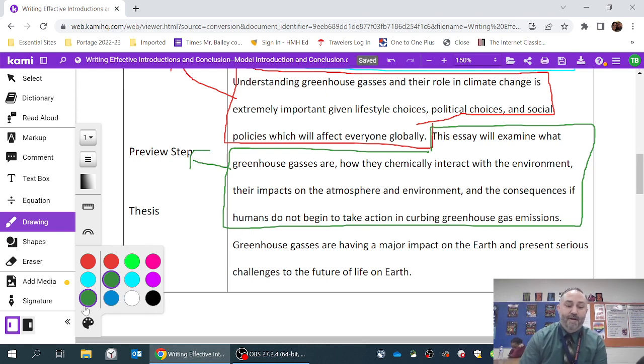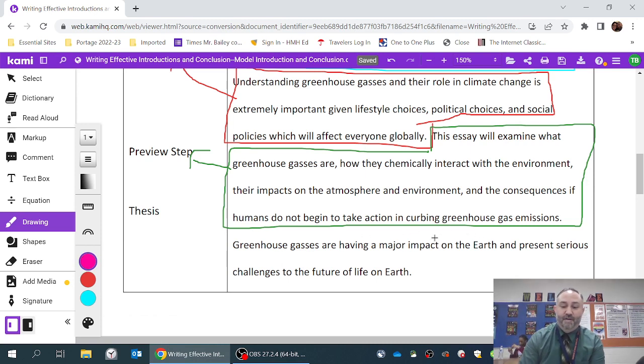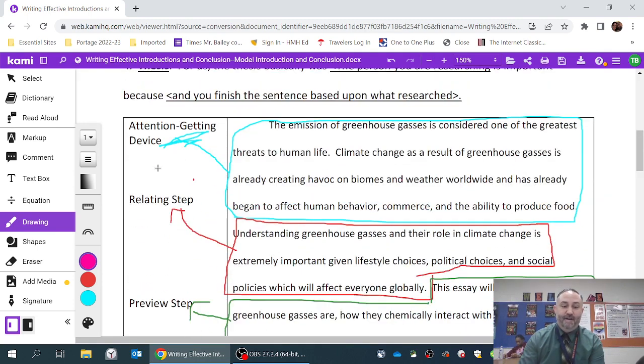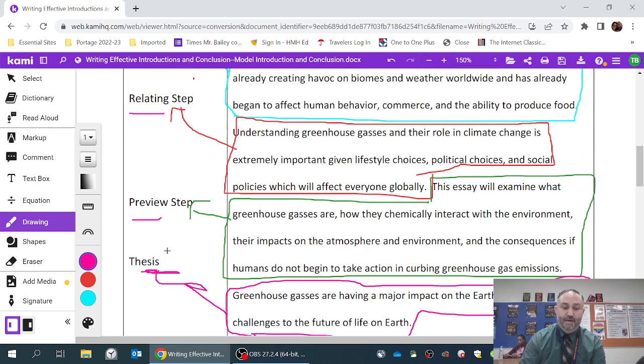And then here's the main argument of the paper itself. Greenhouse gases are having a major impact on the Earth and present serious challenges to the future of all life on Earth. And that is an argumentative statement, and it is the thesis for this particular paper. Now, the body paragraphs that would have followed this would have laid out everything that was said in the preview step, everything about the impacts on the atmosphere and environment, and the consequences if things don't change. But basically, when you're looking at an introduction, you need an attention-getting device, relating step, preview step, and thesis.